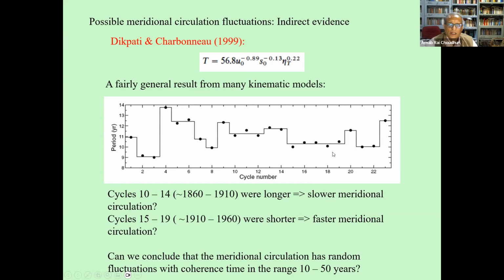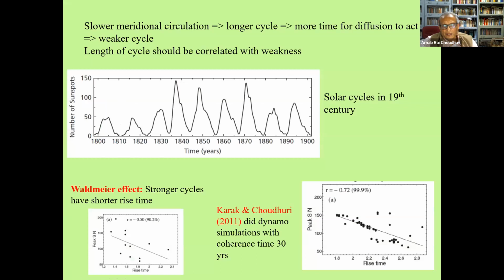So based on such considerations, we can conclude that there have been stochastic fluctuations in the meridional circulation in the past, presumably with a coherence time somewhere in the range between 10 years and 50 years, maybe 30, 40 years. So far we have no theoretical clue what gives rise to this, but these observations seem to indicate this. And now if there are such random fluctuations in the meridional circulation, how would that affect the dynamo?